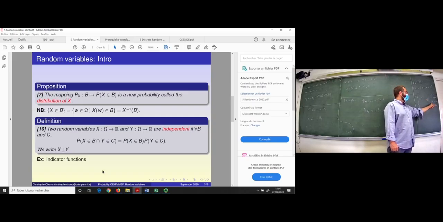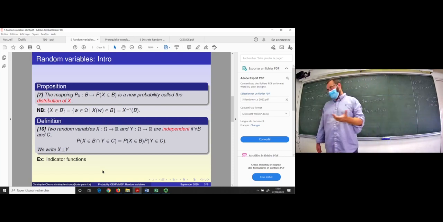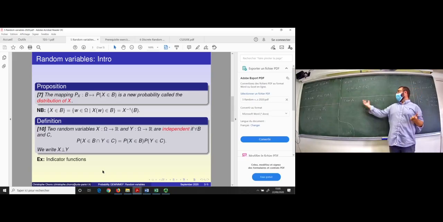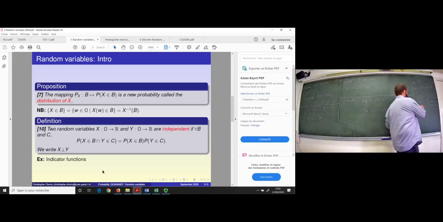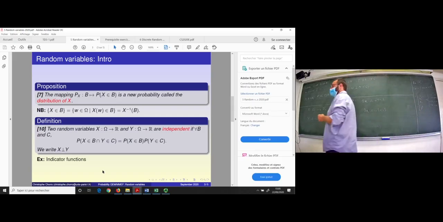What happens if 0 doesn't belong and 1 belongs to B? What is the preimage? A1. A1 in the third case. And finally, if no possible values belong to B, what is my preimage? Empty set. You have here the set of all possible preimages in the case of an indicator function.